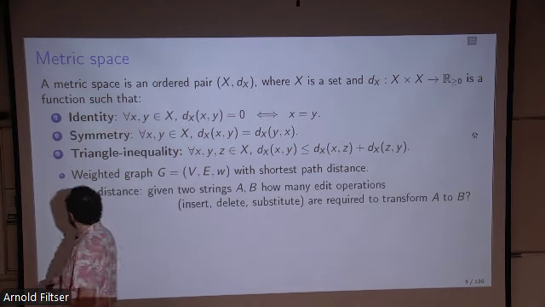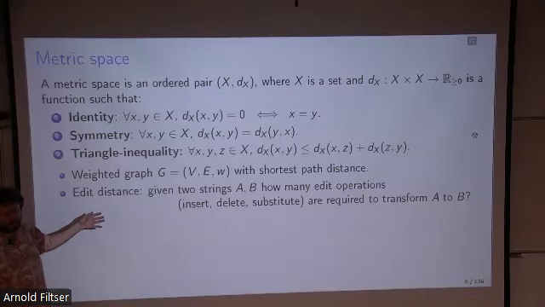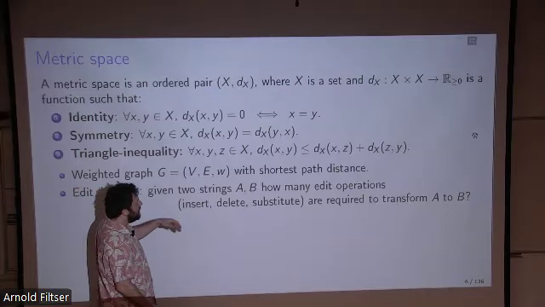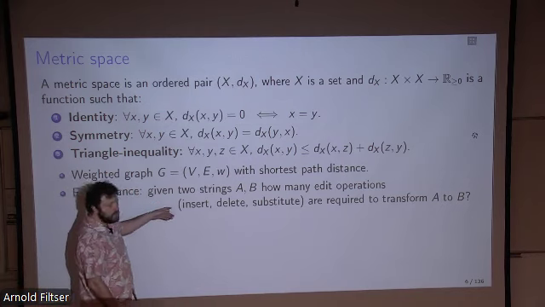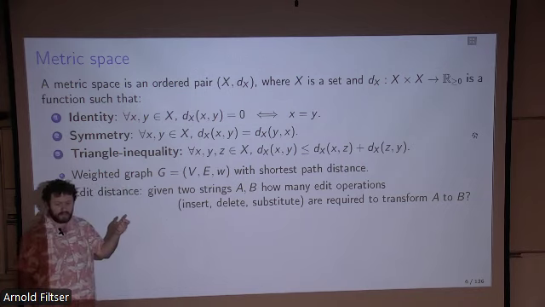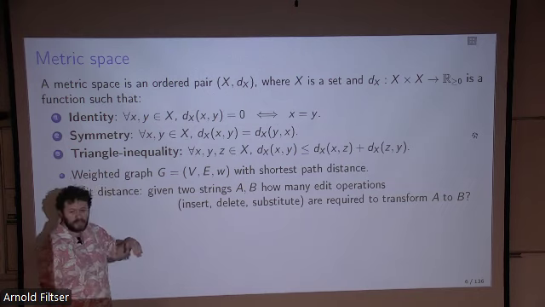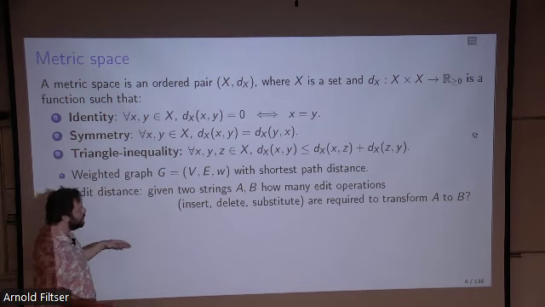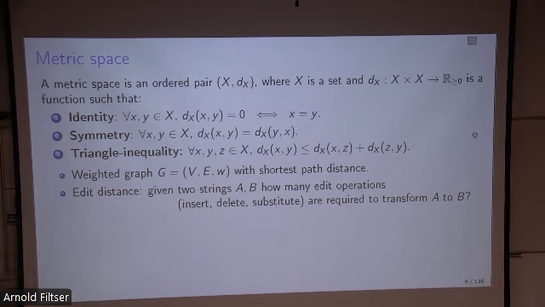Another example is edit distance. Perhaps you already saw that. This is a distance between strings. Given 2 strings A and B, there are some edit operations you can perform: insert a new letter, delete a letter, and replace a letter with another letter. The distance between 2 strings is the minimum number of such operations you can do to go from A to B.